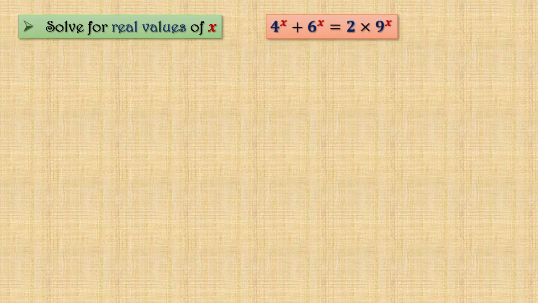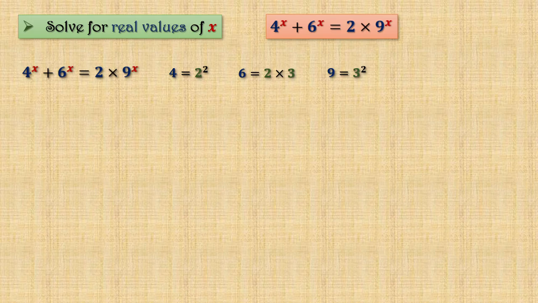of x, equals 2 times 9 to the power of x. First, we'll note that 4 equals 2 squared, 6 equals 2 times 3, and 9 equals 3 squared. Replacing each number in the equation, we obtain 2 squared to the power of x, plus 2 times 3 all to the power of x, equals 2 times 3 squared, all to the power of x.